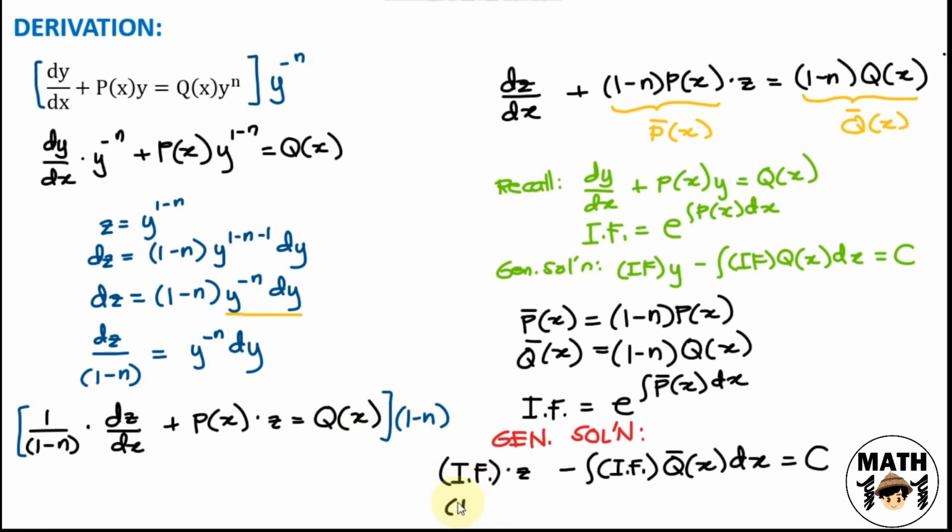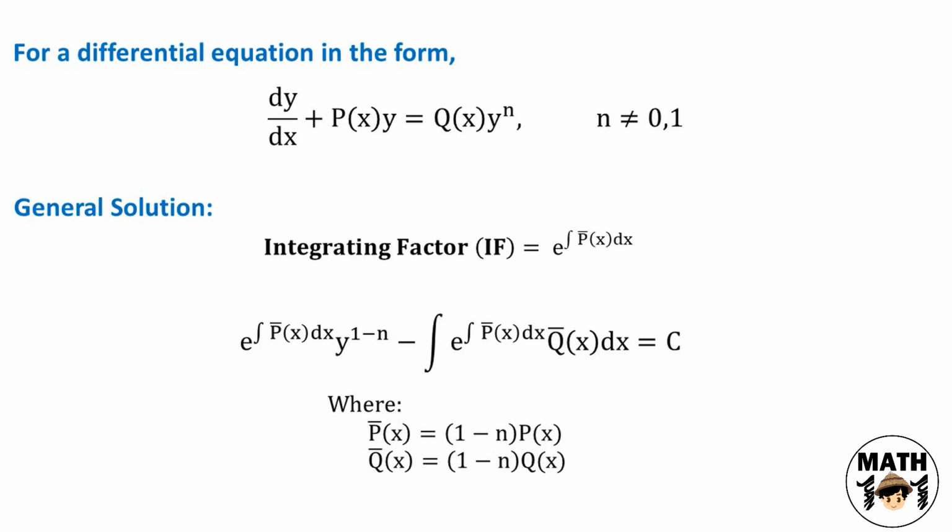Integrating factor multiplied by y raised to 1 minus n minus the integrating factor multiplied by q bar of x dx equals c. Halos pareho lang to sa general solution ng isang linear differential equation except that napalitan yung ating dependent variable that is expressed in terms of y raised to 1 minus n and yung q of x natin na multiplied by 1 minus n. In the same way, yung p na ginagamit natin to get the integrating factor is also multiplied by 1 minus n. Solve tayo ng sample problems to see how this works.